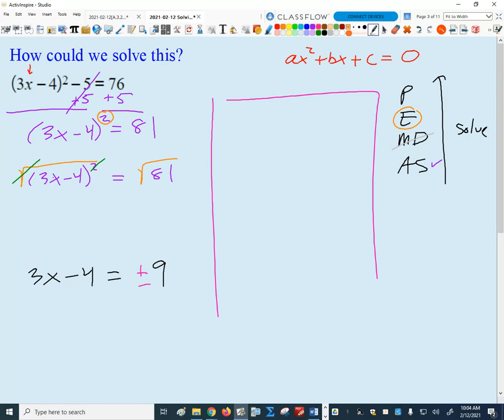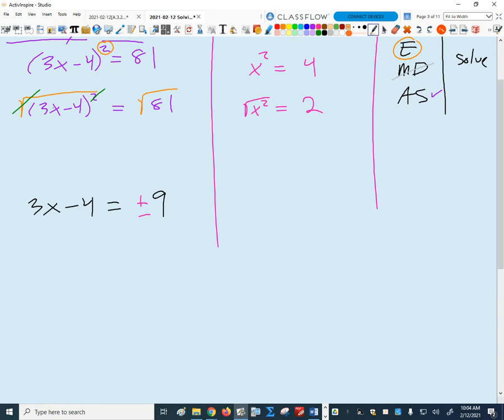Let's think about this. If I start off with a simpler version here, let's say we have something like just x squared equals 4, for example. If I square root both sides, I'm going to get the square root of x squared equals 2. What is the square root of x squared? Let's think about just that function for a second. Let's take the function f of x equals the square root of x squared. Let's just focus on that guy right there.